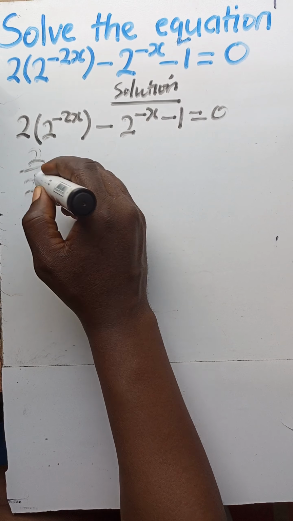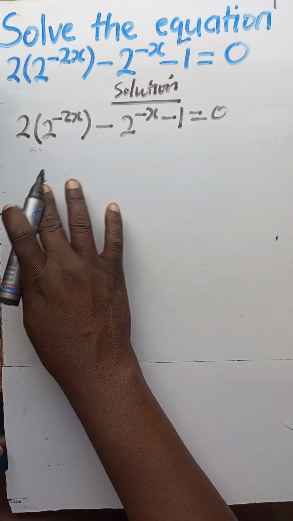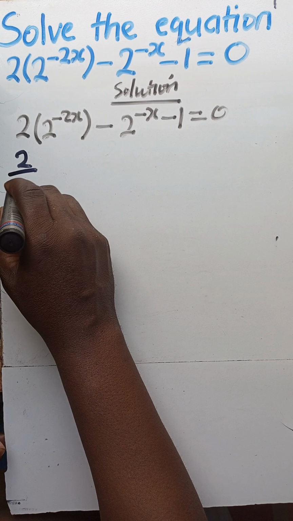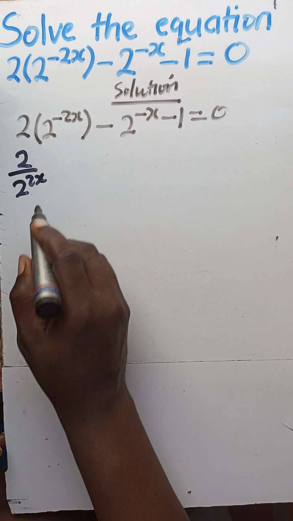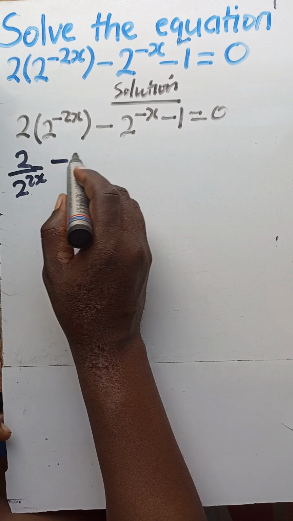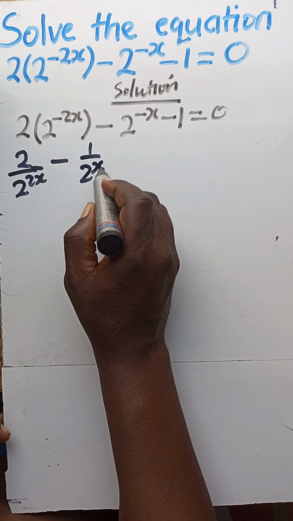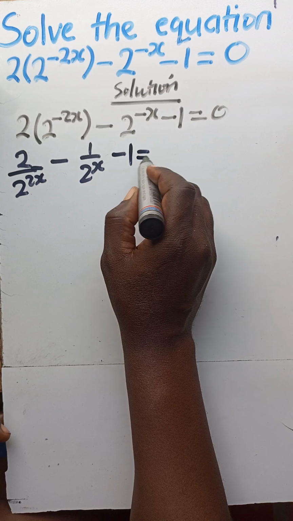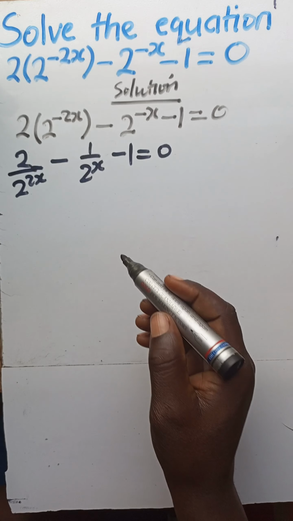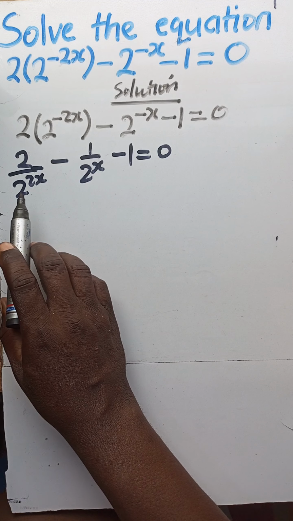2 all over 2 to the 2x. This one just simply becomes 2 all over 2 to the 2x from the law of indices, minus the same law of indices, 1 all over 2 to the x, minus 1 is equal to 0. So what do we do at this point?